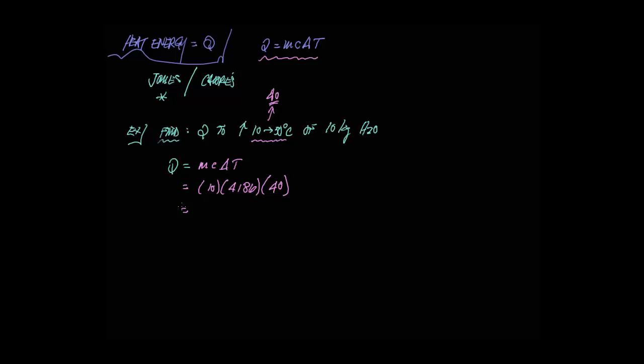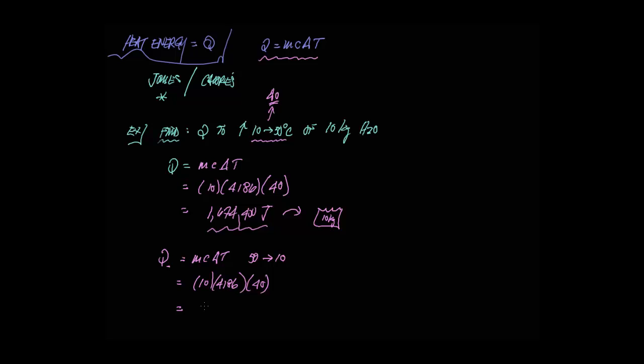equals 1,674,400 joules. If we were to put all that energy into that 10 kilograms of water, the temperature would go from 10 to 50. Now if I wanted to know how much heat had to be removed to take it back from 50 to 10, I could calculate that. There's 10, there's 4186, again it dropped by 40. You'd find out that you get the exact same number.